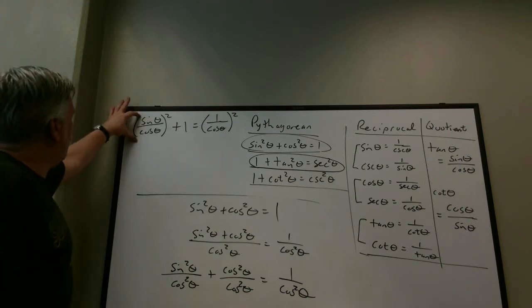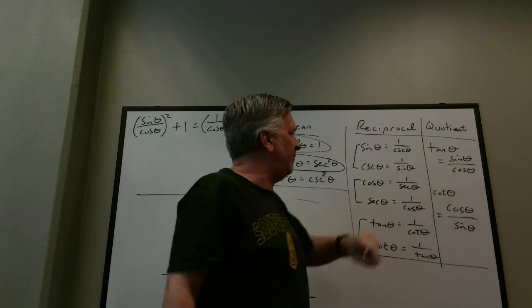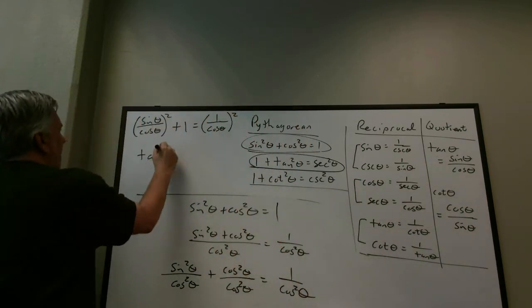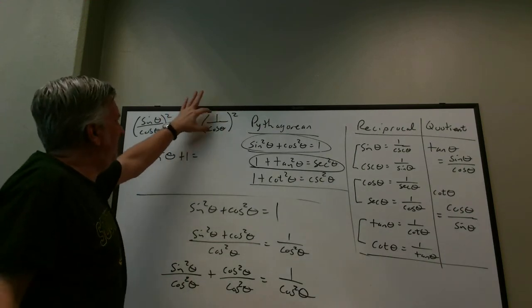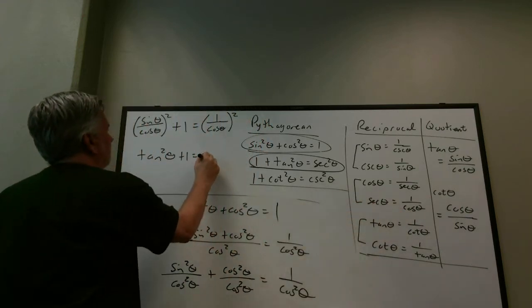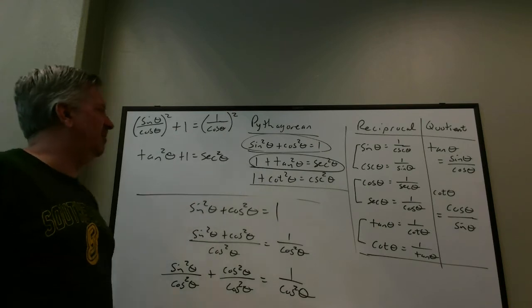What's sine theta over cosine theta? That's one of our quotient identities. Sine theta over cosine theta is tangent theta. So this is tan theta squared plus 1. And then 1 over cosine, that's saying what's the reciprocal of cosine? 1 over cosine is secant. And don't forget we're squaring it. So there's our second one.